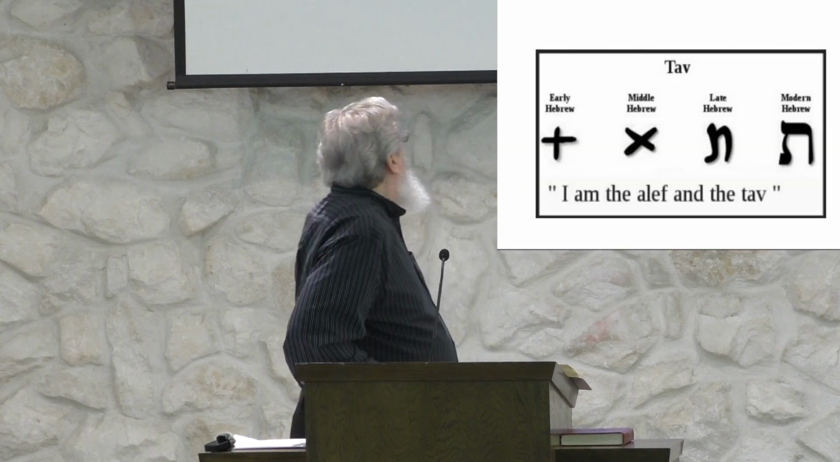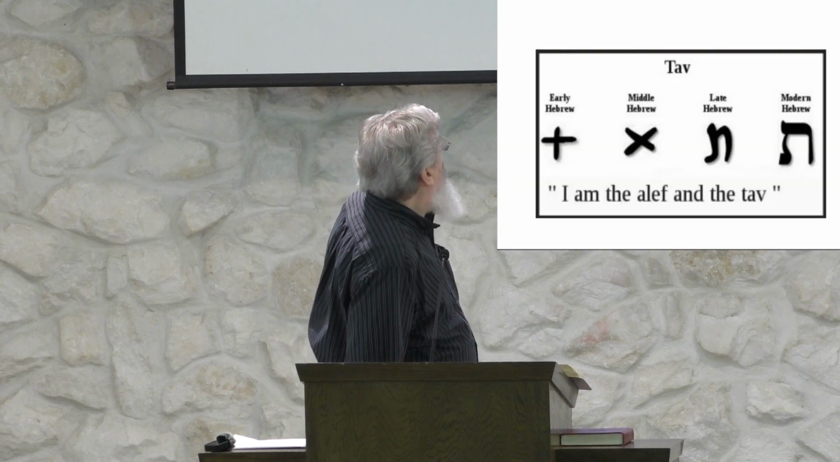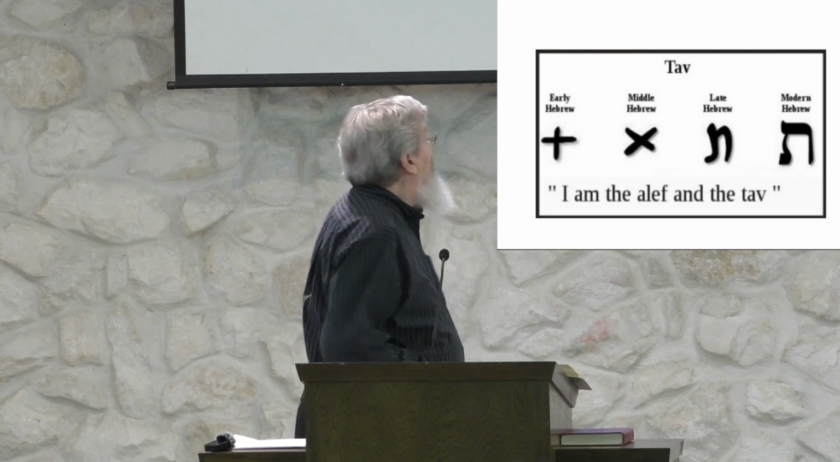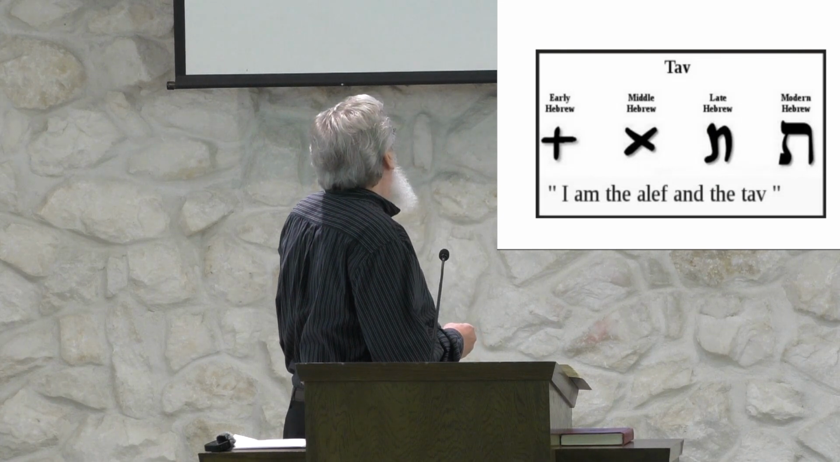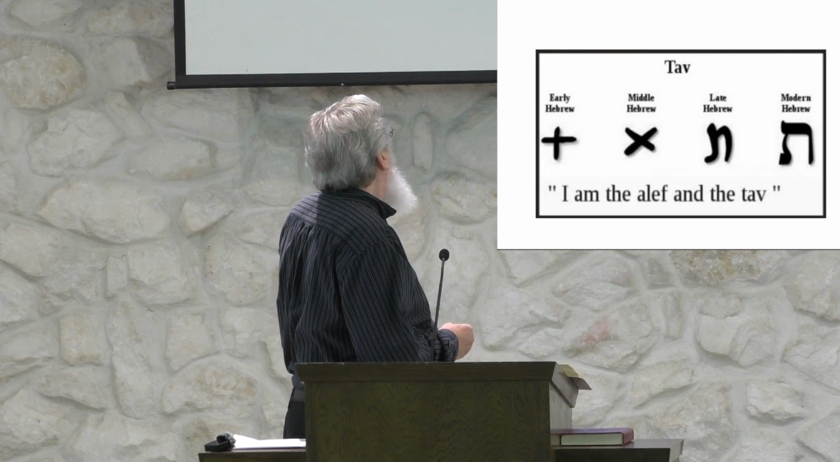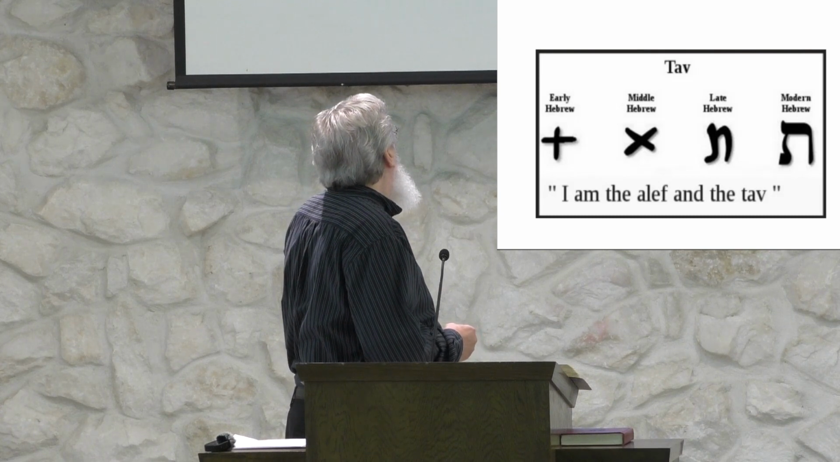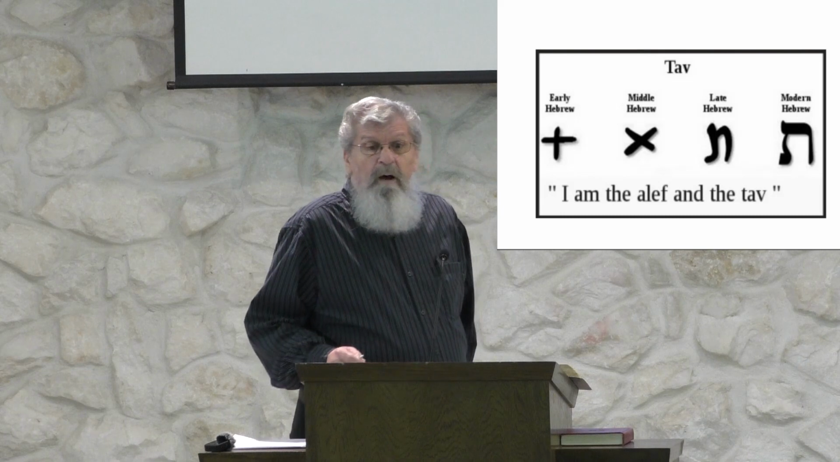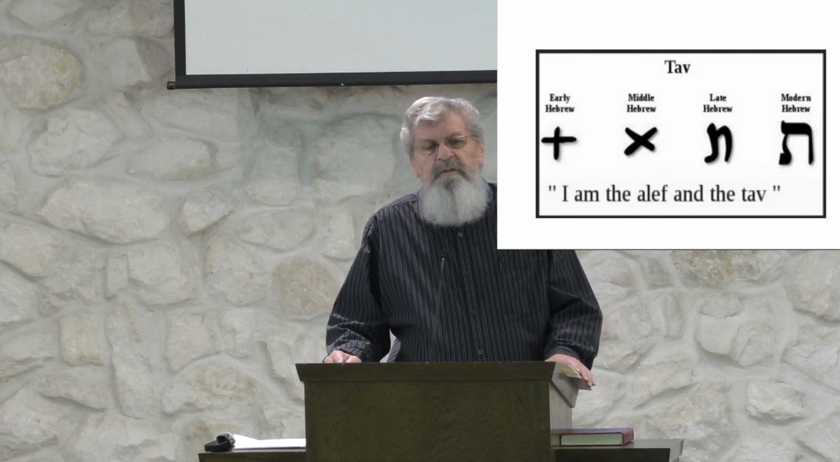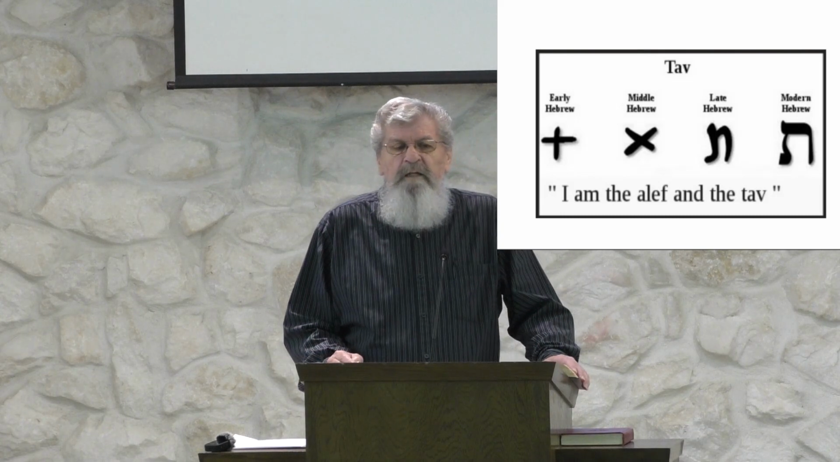The last letter of the Hebrew alphabet is the letter Tav. And I've got another slide, 5. This is how the Tav evolved. It started out like a cross, got to kind of be an X, then this, and then this is how it looks today. But it started out looking like a cross. And actually most of the ancient writings have it kind of tilted a little bit, rather than straight up and down.